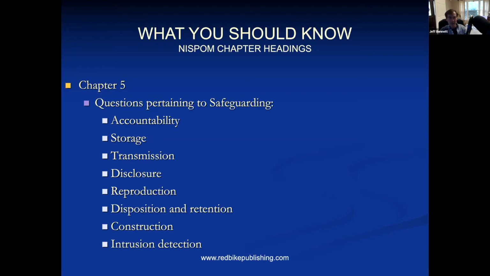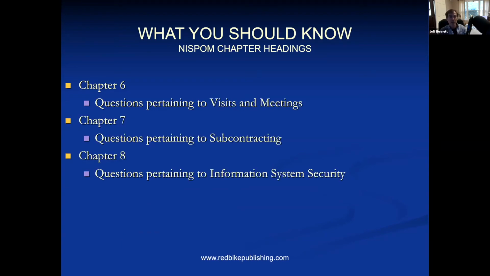Okay, Chapter 5, I'm going to talk about safeguarding, how to introduce classified information into the system, accountability of classified information, traceability, the storage, transmission, disclosure, reproduction, construction of closed areas and SCIFs, disposition and retention of classified material, intrusion detection. All of that is in Chapter 5. So if you get questions on any of those topics, you should know that safeguarding is in Chapter 5. All right, Chapter 6 is visits and meetings, sponsorships.